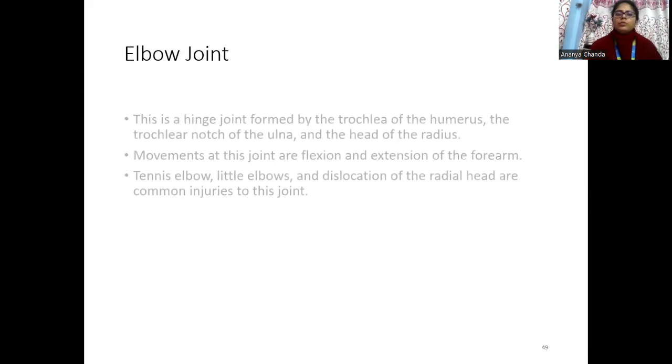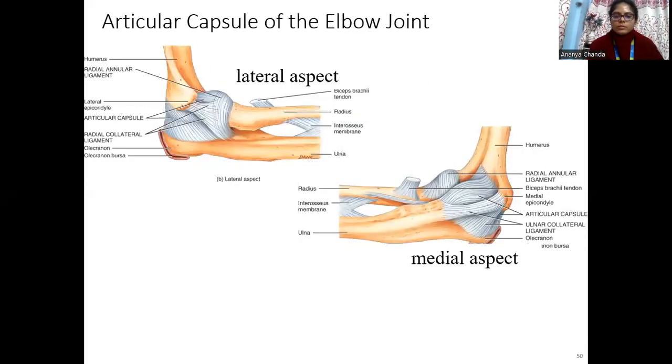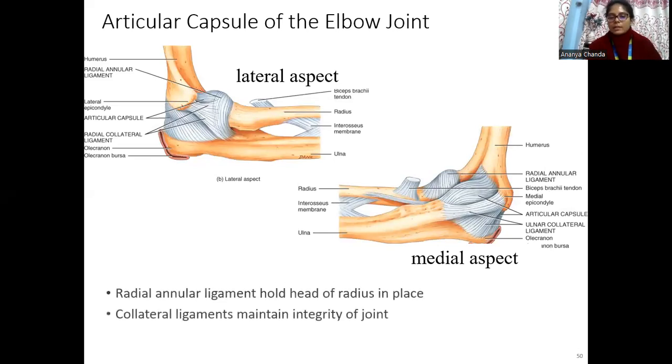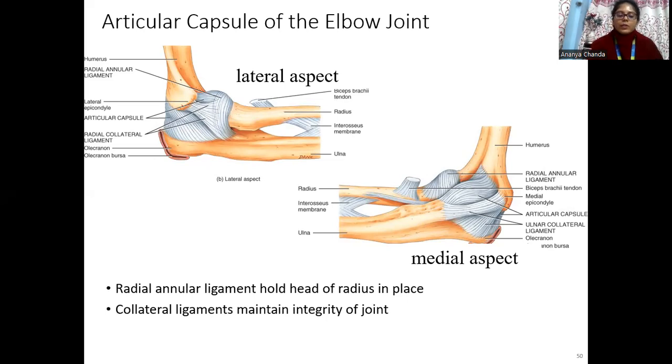Then comes the elbow joint. The elbow joint has a lateral aspect view and a medial aspect view. The radial annular ligament holds the head of the radius in place. There are two types of ligaments, the radial annular ligament and the collateral ligaments, and these two types of ligaments help in the integrity of the joint.